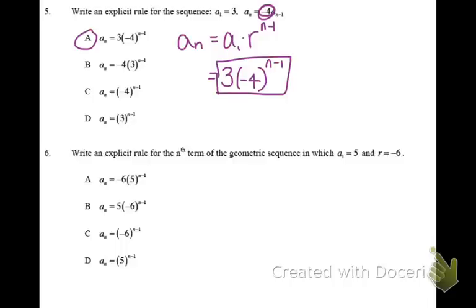For number 6, write the explicit rule for the nth term of the geometric sequence. Again, it's the same thing that you did for number 5, it's just worded a little differently. So I have AN equals my first term, which is 5, times my common ratio to the n minus 1. So that is letter B.